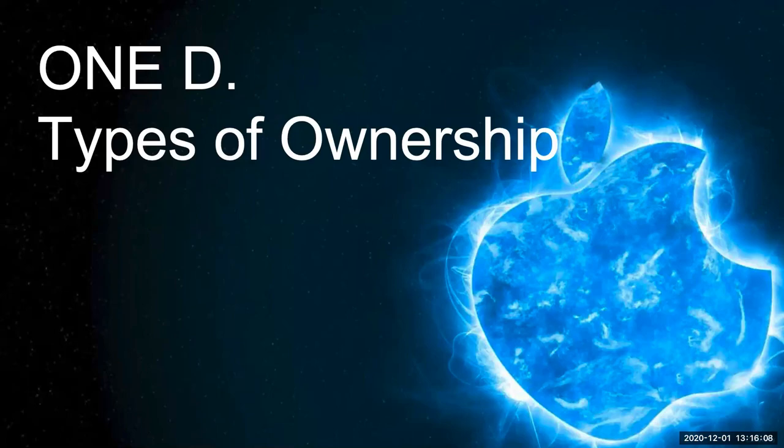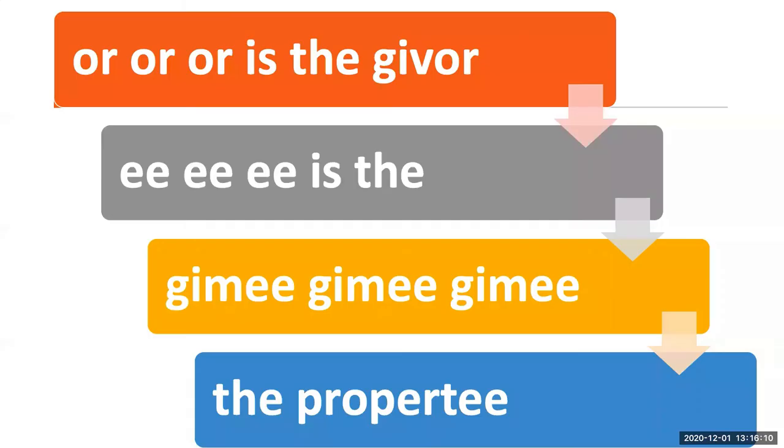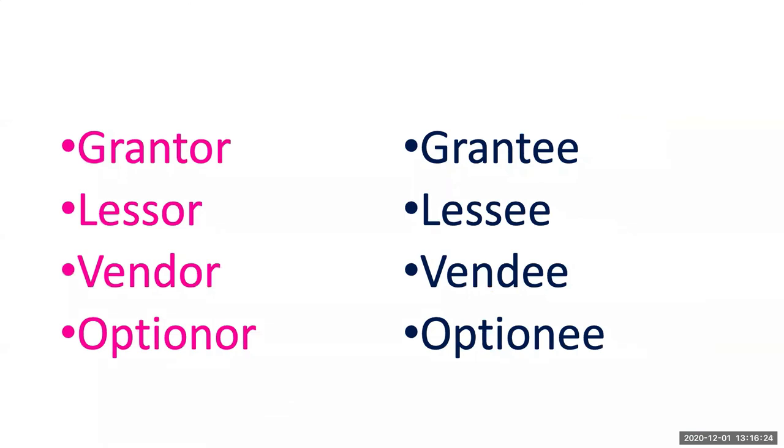All right, let's move on to types of ownership. Before we move on, though, you need to understand the ors and the ees. Or is the giver. E is the gimme the property. Grantor, grantee, lessor, lessee, vendor, vendee, optionor, or optionee. See how that works? Or is the giver.